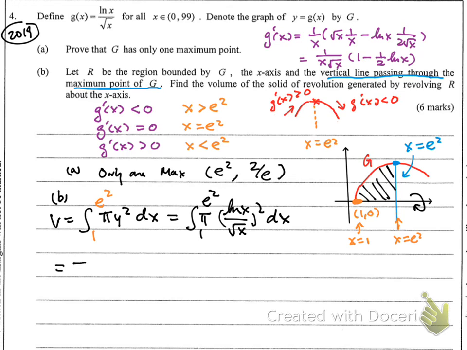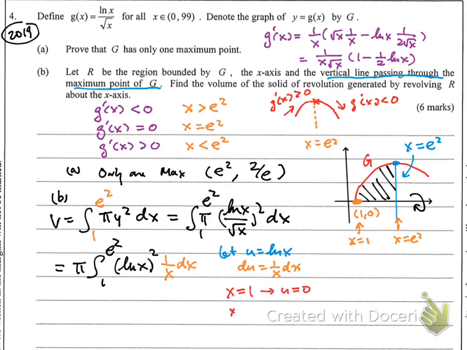So that goes to the integral from 1 to e squared. Now we can have this log x squared and then 1 over x dx. We can do this substitution. We can let u be log x, so that du will be 1 over x dx. And then we have to change the boundary as well. When x is 1, u will be 0. When x is e squared, u will be 2.